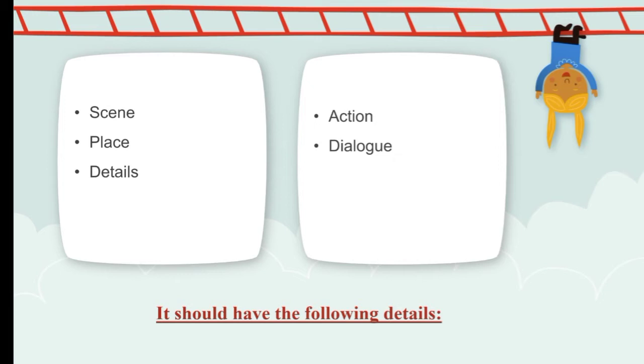Literary journalism should also have the following details. These are scene, place, details, action, and dialogue. A specific scene must take place at a particular time and happen in a specific place.